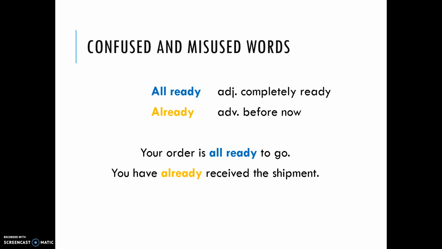All ready and already. All ready is two words, means completely ready. Already is one word, means before now. Your order is all ready to go, means it's complete. You have already received the shipment, means it's already done.